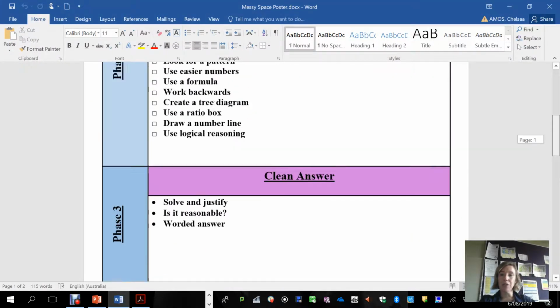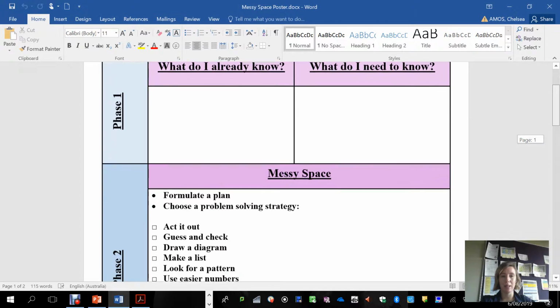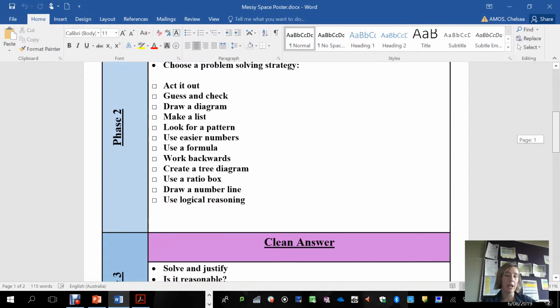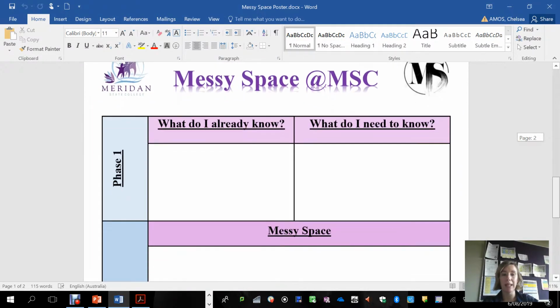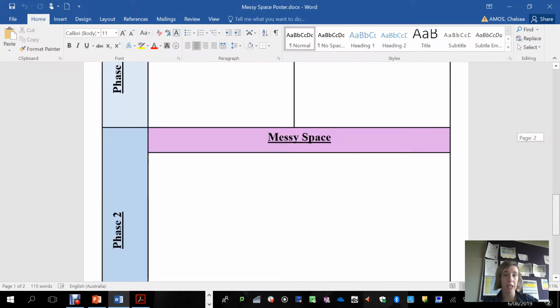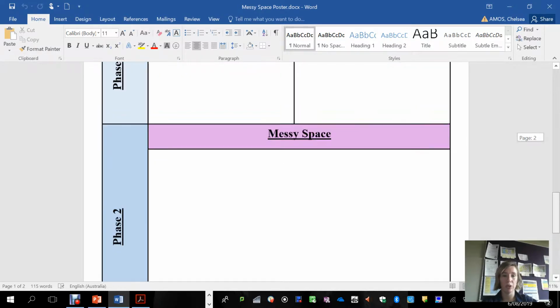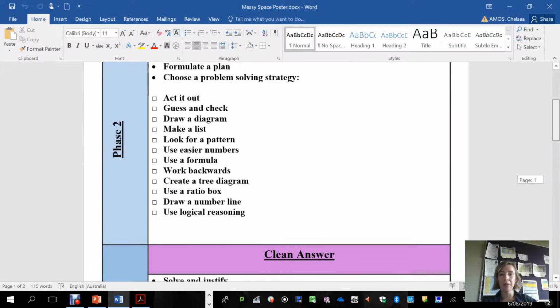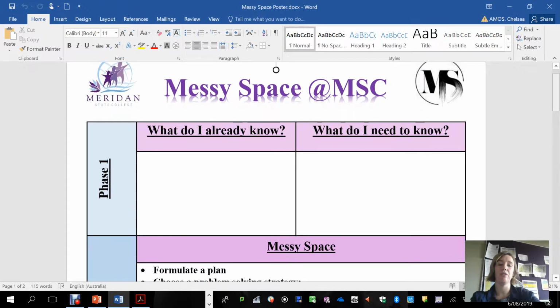Now, in your classrooms, you'll find you have a double-sided A3 poster of messy space. Now, one of the sides is filled with prompts, which help students identify what information goes into their messy space phases. And there is also a blank template, and this could be for teachers to model the framework, or it could alternatively be used for student use. So I thought I'd take this time to take you through the 3 phases as a bit of a refresher.